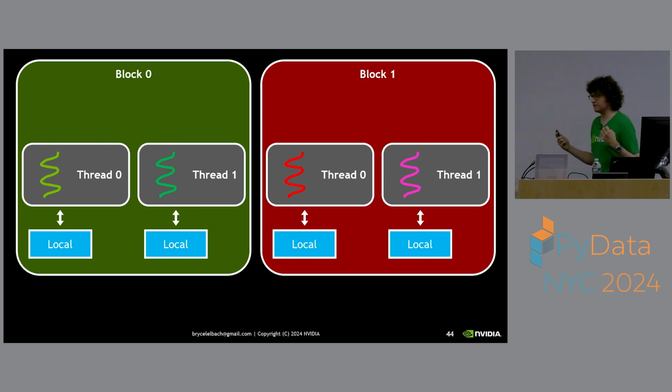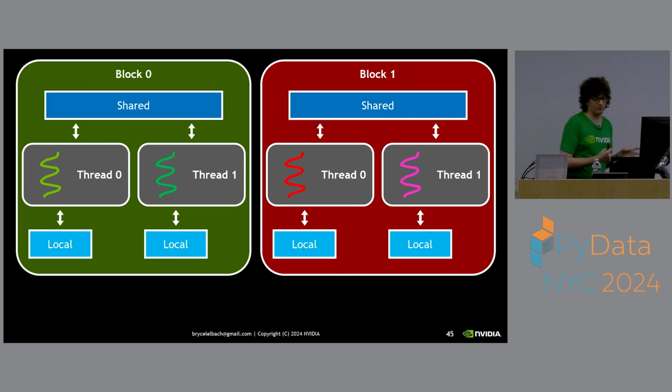Now, if we want to have fast communication between threads, we need to use shared memory. Shared memory is storage that can be accessed by all the threads within a block. It must be explicitly allocated. Shared memory is used to implement block-wide communication protocols.